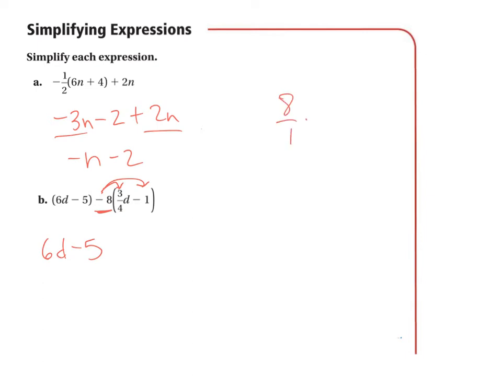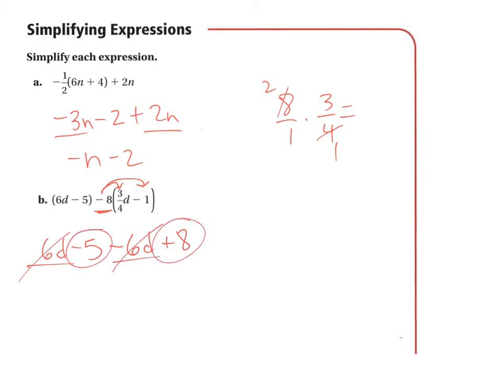So 8/1 times 3 fourths, and we end up with 6, and there's one negative, so it is negative 6d, and then we have 8 times 1, but they're both negative, so two negatives, so we end up with plus 8. Now we have 6d and a negative 6d, so hopefully 6d minus 6d, bye-bye, and then we are left with negative 5, positive 8. Different signs subtract, keep the sign of the bigger number, and our final answer is just 3.